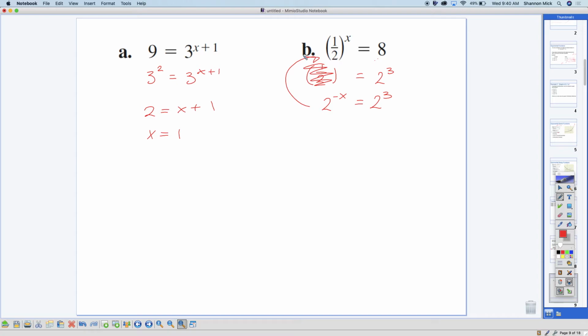So now my bases are equal, yes? So what's equal now? Negative x equals 3 plus 1, not plus 1, times by -1 or divide by -1, because it's multiplication. So x equals what? -3. Now, can I check my answer? Let's plug it in. I have 1/2 to the -3rd. What's the negative going to do to it? It's going to reciprocate it. So it would be 2 to the 3rd, and 2 to the 3rd is 8.